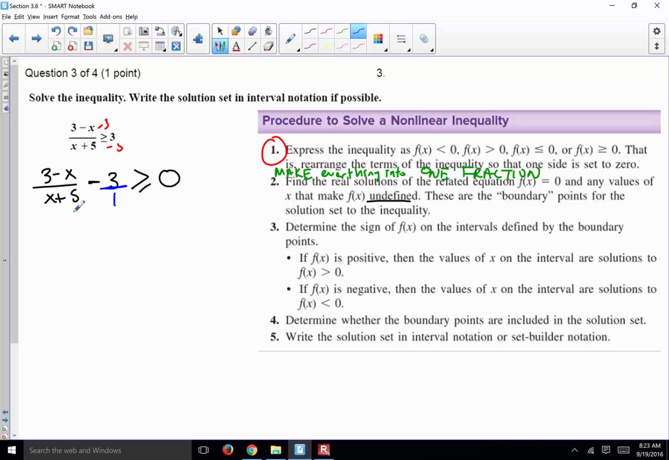How do I combine two fractions? We need to get common denominators, right? So this one will need x plus 5 multiplying both top and bottom, correct? So it is 3 minus x, and then minus 3 times x plus 5, and altogether x plus 5 is the common denominator, so I combine them.